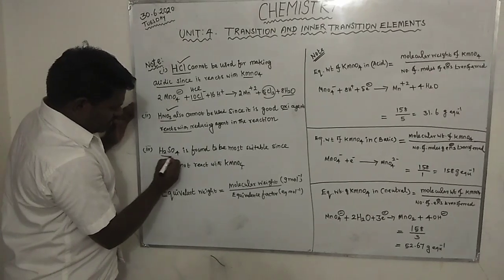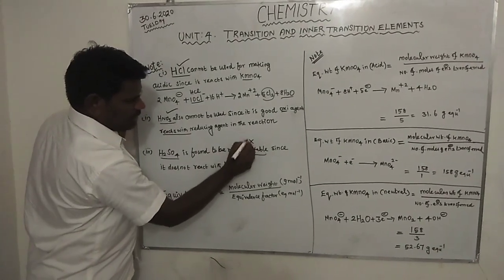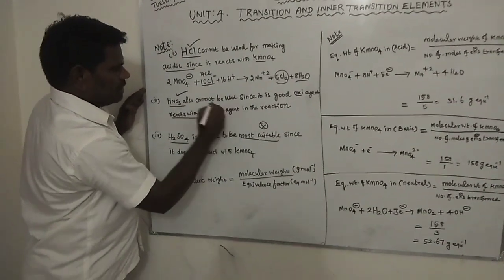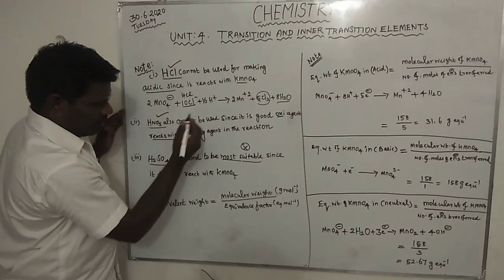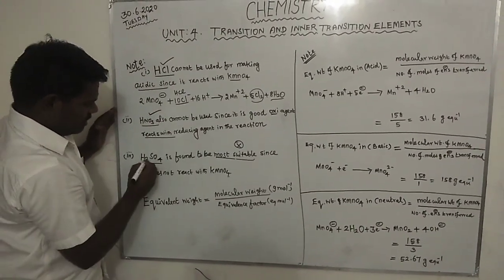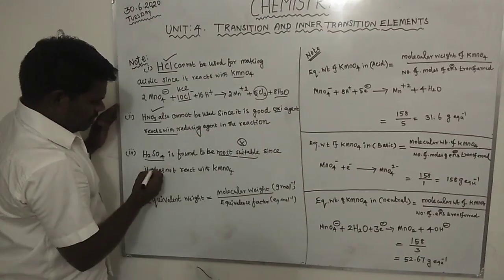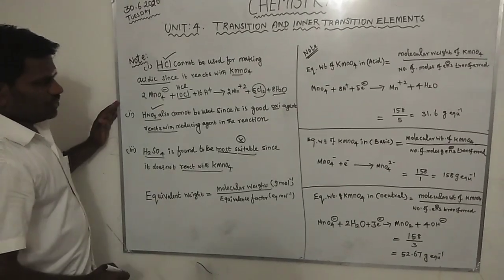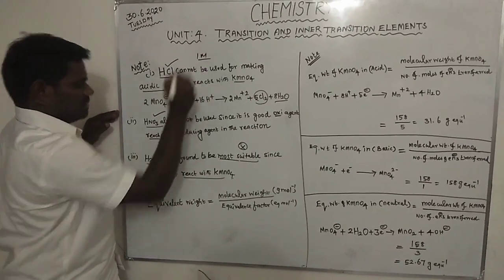But concentrated sulfuric acid is found to be most suitable for the reaction since it does not react. Nitric acid and HCl react with KMnO4, but sulfuric acid cannot react with potassium permanganate. So it does not react with KMnO4. This is very important for 1 mark questions.